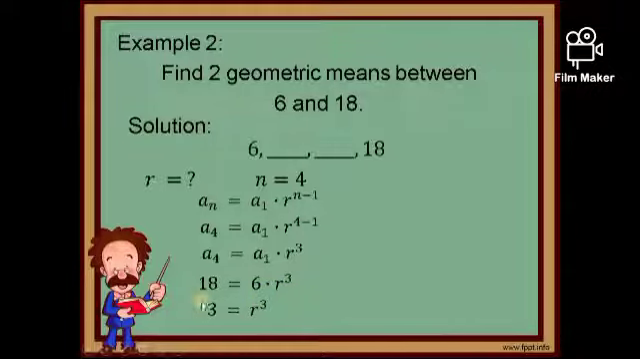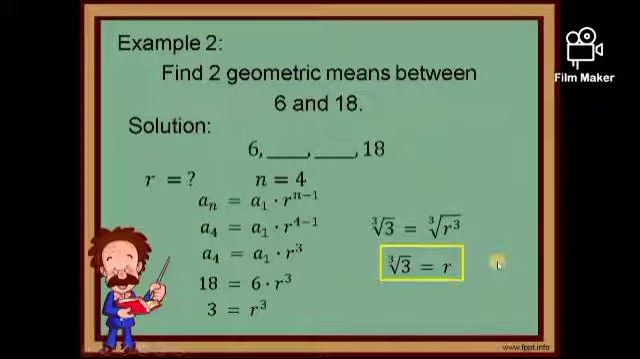Next, to solve for r, take the cube root of both sides. We have the cube root of 3 equals the cube root of r cubed. The cube root of r cubed will give you r, while the cube root of 3 is just the cube root of 3. It is in its simplest form. So we have the common ratio, cube root of 3.